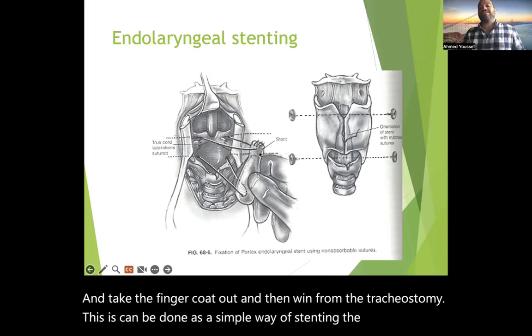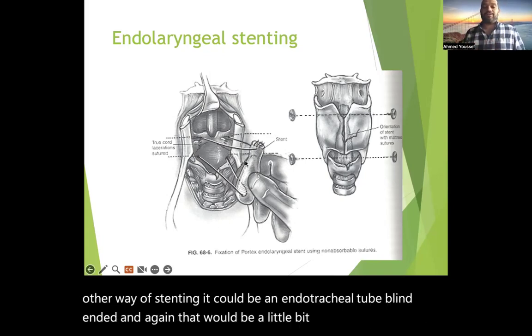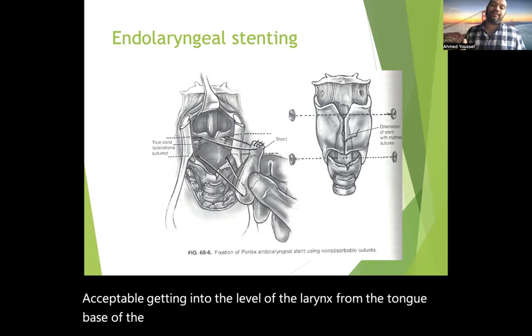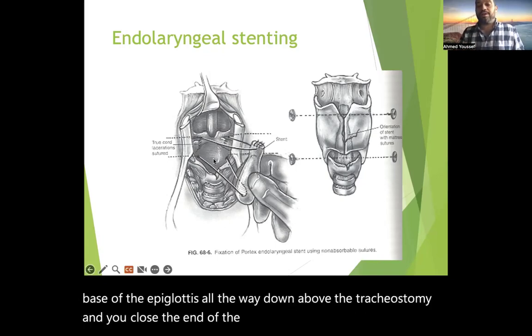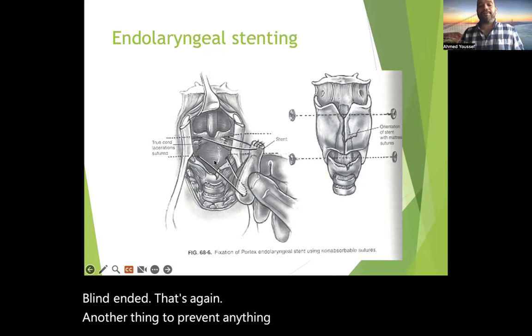The other way of stenting it could be a blind-ended endotracheal tube, and again that would be a little bit annoying, but it's acceptable. It goes into the level of the larynx from the tongue base and epiglottis all the way down to above the tracheostomy, and you close the end of the endotracheal tube, blind-ended. That's again another way to prevent anything from aspirating.